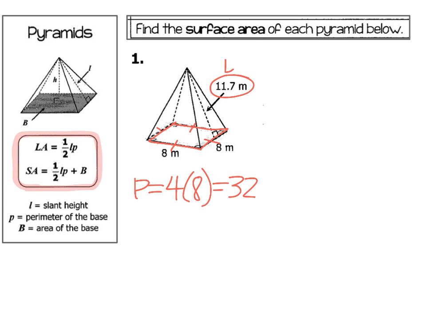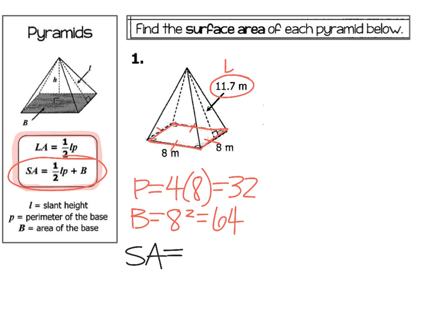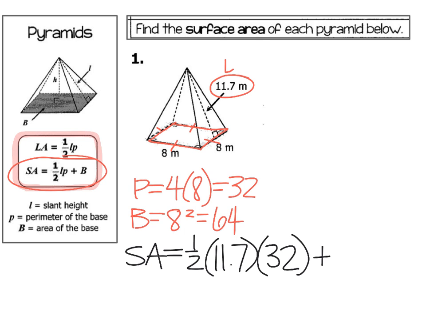Then the area of our base, which we want to call B, is just going to be 8 squared because the area of a square is side squared. So the area of our base is 64. Now we want to take our formula: 1/2 times slant height times perimeter plus the area of our base. Plug in our numbers that we know. So surface area equals 1/2 times our slant height, which we know is 11.7, times our perimeter, which we discovered was 32, plus the area of our base, which we found out to be 64.